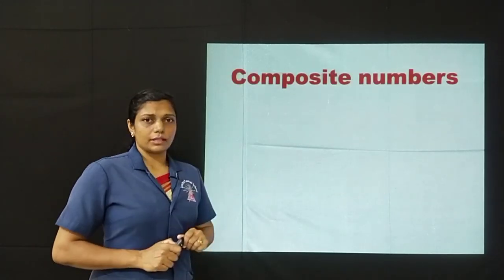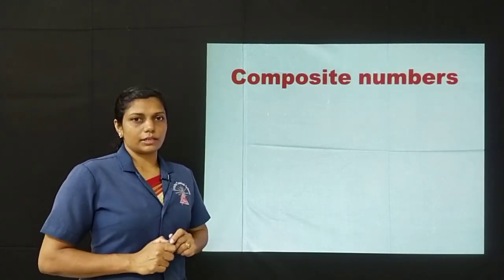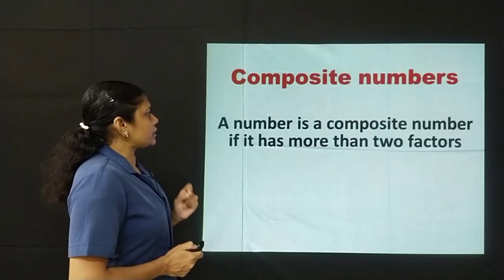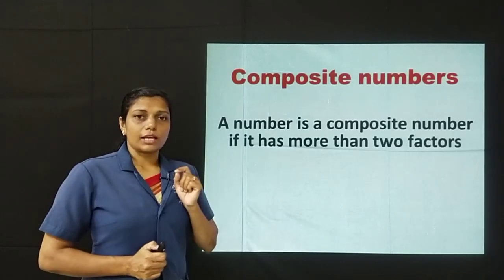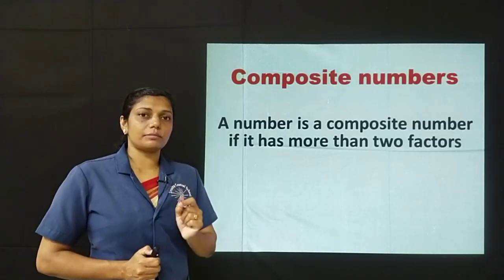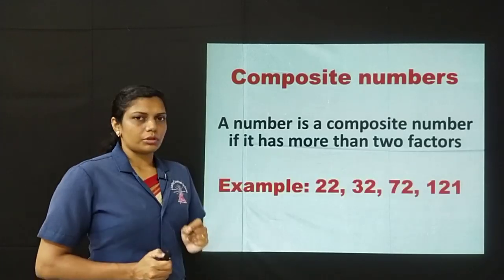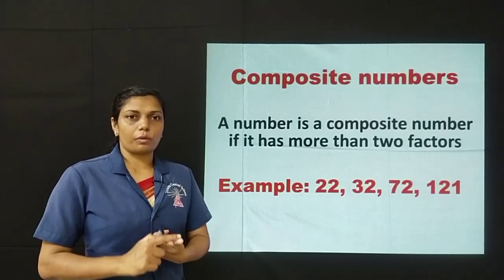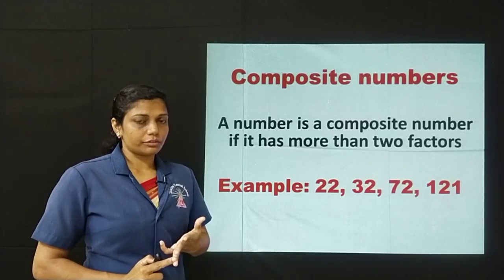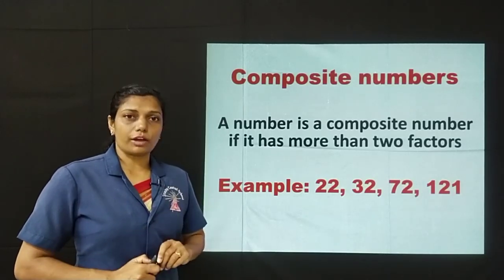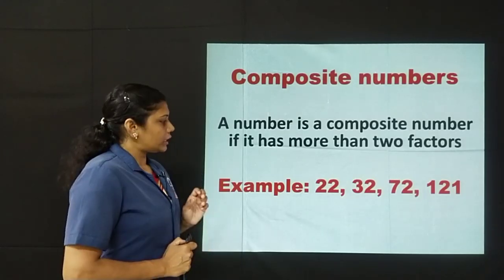What are composite numbers then? The numbers which are not prime numbers are composite numbers. A number is a composite number if it has more than two factors. If it has more than two factors, then it becomes a composite number. For example, 22. 22 has factors like 1, 2, 11, 22 itself, correct? So it has more than two factors, it has to be a composite number, it is not a prime number.